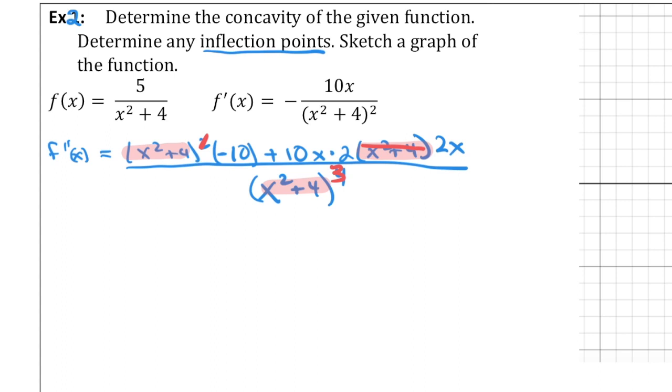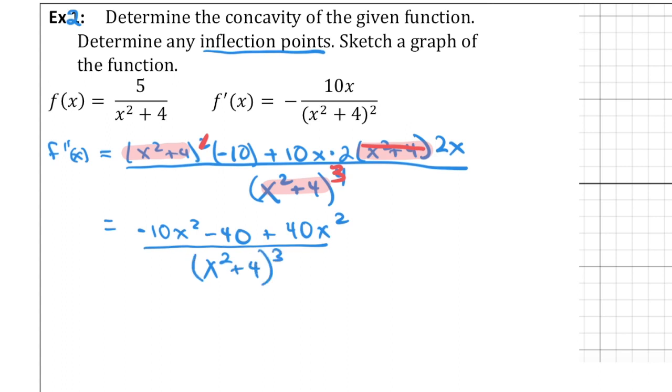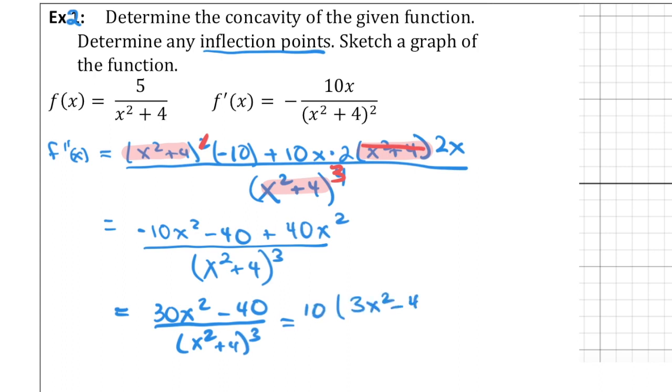So now let's rewrite the function. This is going to be equal to our -10 times x squared plus 4, plus 2 times 2 times 10 is 40x to the 2nd power, divided by our denominator, x squared plus 4 to the 3rd power. Adding like terms in the numerator gives us 30x squared minus 40, divided by x squared plus 4 to the 3rd power. Do a little bit of factoring just to make this easier for yourself. We have 10 times 3x squared minus 4.